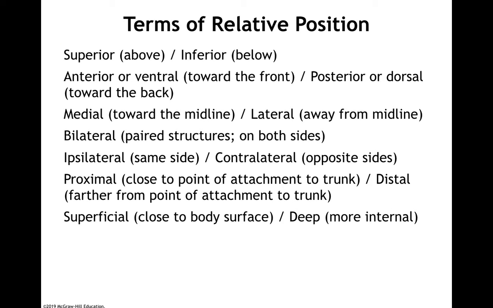So we've got some terms of relative position, and when we say relative position, you need to think that it's two things at the same time. You don't have one thing that is superior. It has to be superior to something else. So we've got superior for above, inferior for below. Anterior, also ventral, is toward the front. Remember the ventral cavities. Posterior or dorsal, and again, the dorsal cavity is toward the back.